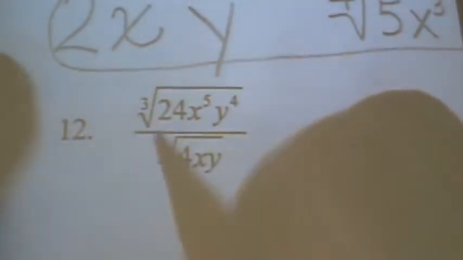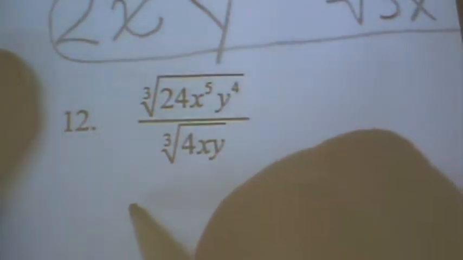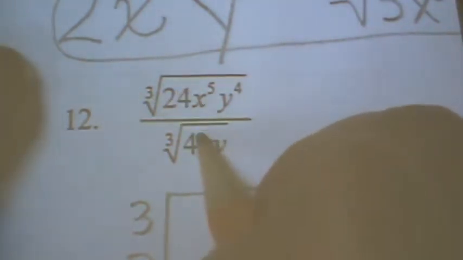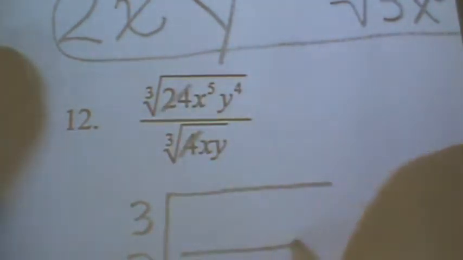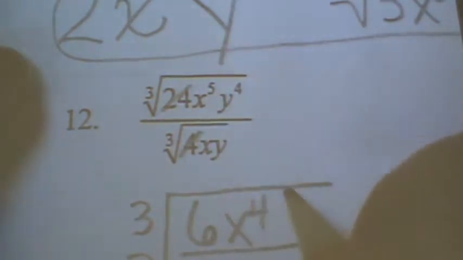Okay, next. When you're dividing and the indexes are the same, you can do what? Cancel. 4 goes into 24 how many times? 6. How about these x's? 4, over x to the 1. And how many y's? Y to the third. What's on the bottom is a 1. You don't even need it.